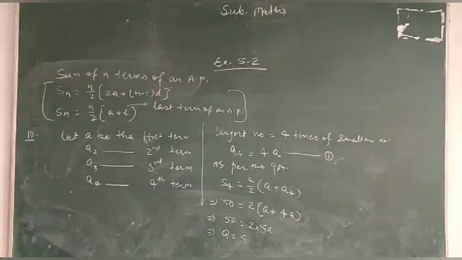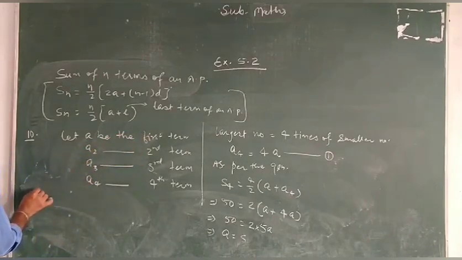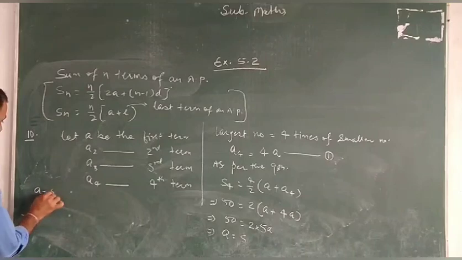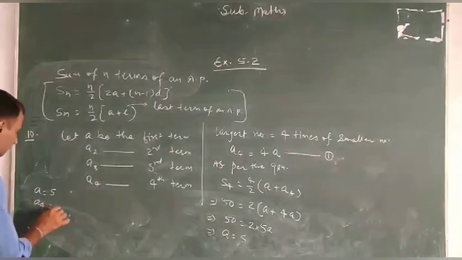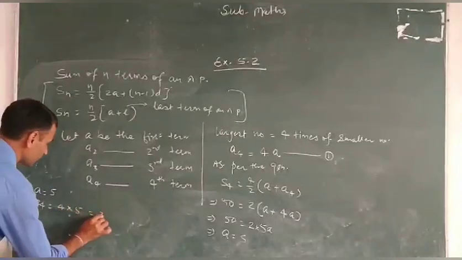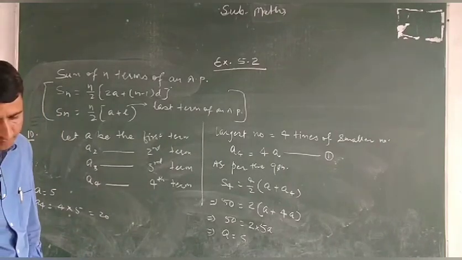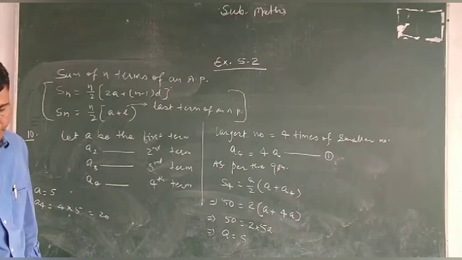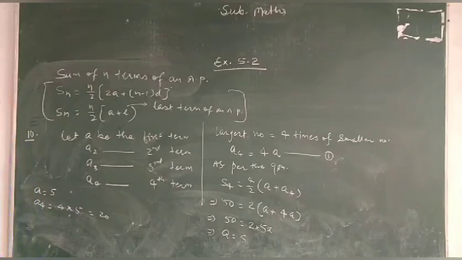So now we have a and the last term, which is equal to 4 times of this. So a is 5, then A4 will be equal to what? 4 times a. So 4 into 5, and that's 20. So the first term of this AP is 5 and the last term of this AP is 20.